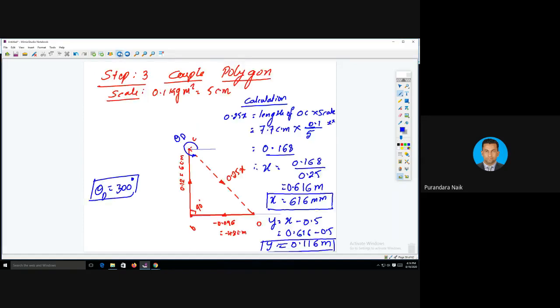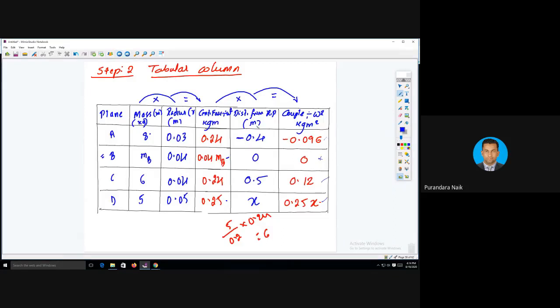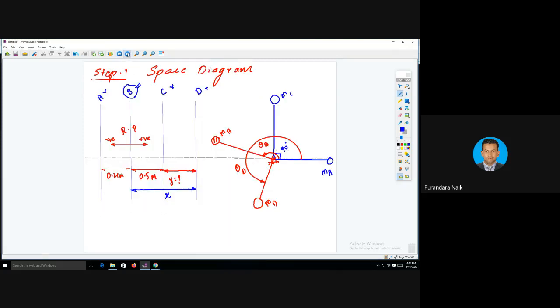Now go to B. Mass of B is of unknown length, and the angle is also unknown. You cannot draw it, just leave it. Move on to the next one. It is 0.24. Again, if you convert that into the proper scale, it will be 6 centimeter. But the angle of C is 90 degree. Take 90 degree.